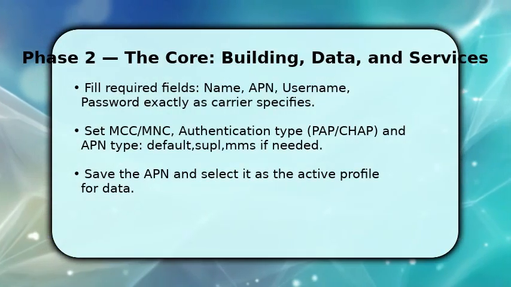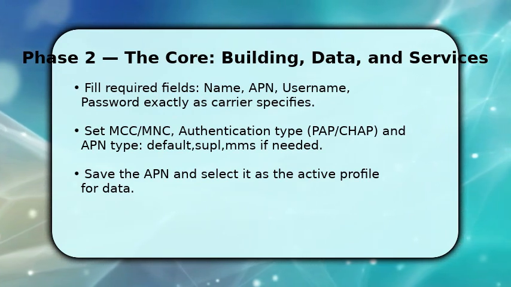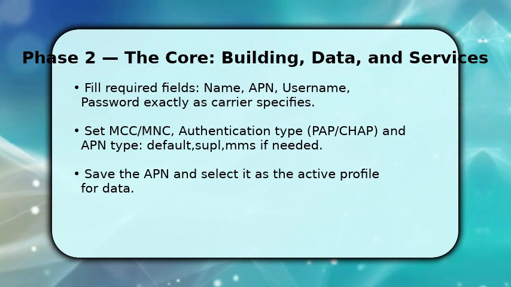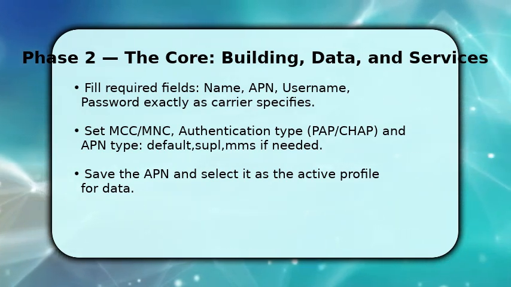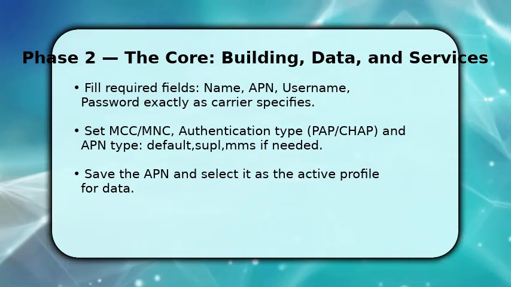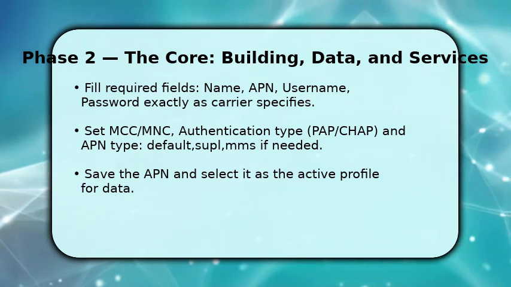Now you enter the detailed values. Type the name and APN exactly as provided because small differences prevent connection. Next, set MCC and MNC from your SIM. These identify the network. Choose authentication type, PAP or CHAP, per carrier notes, and define APN type such as default, SUPL, MMS to enable correct services.